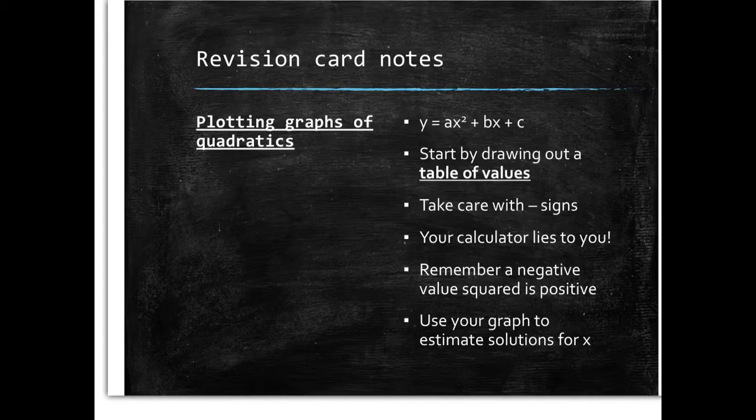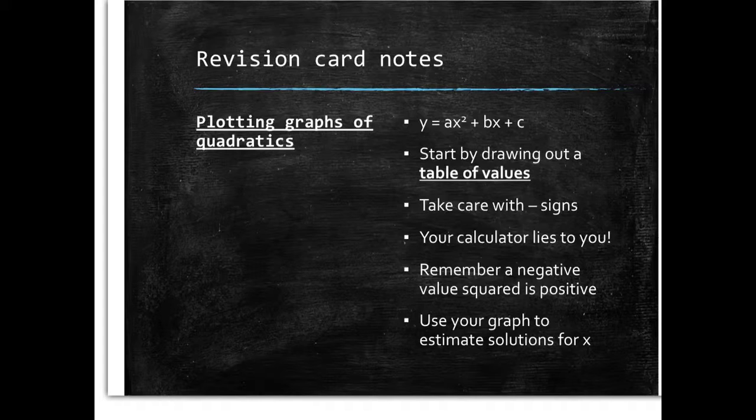Revision cards. Throughout the series of videos that I've been making, I've done a revision card note at the end. These are the sorts of things that you could copy out onto your revision cards. This is for when we're doing graphs in this form here, y equals ax squared plus bx plus c. Always start by filling in your table of values. If you've not been given one, draw one out. If you have been given one, fill them in. Look for the symmetry. Take care with negative signs, particularly with your calculator. It will lie to you if you don't put those values in brackets. Remember that a negative value squared is always positive. And then the other things you could use your graph for are to estimate solutions for x.